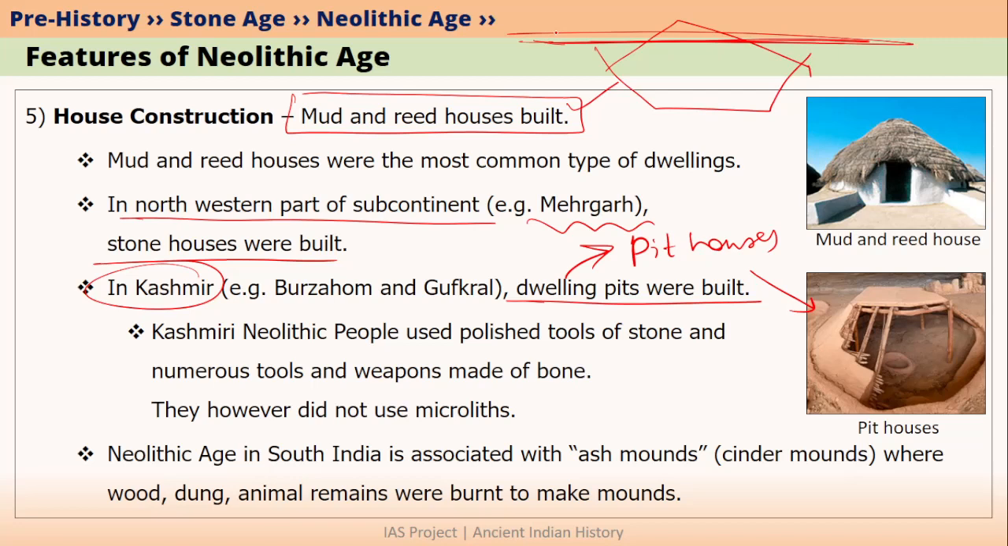This is the surface of the ground and most part of the house is actually under the ground. We can find evidence of pit houses mainly from two sites in Kashmir Neolithic culture. They are nothing but Burzahom and Gufkral. Very important from prelims point of view. Kashmiri Neolithic people used polished stone tools as well as bone tools. However, they did not use any microliths.